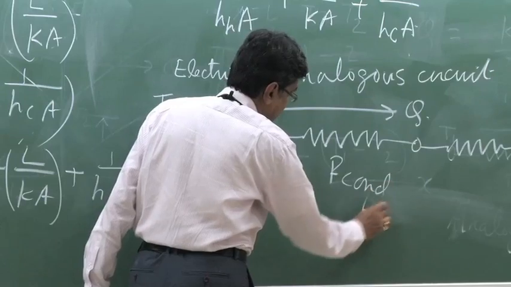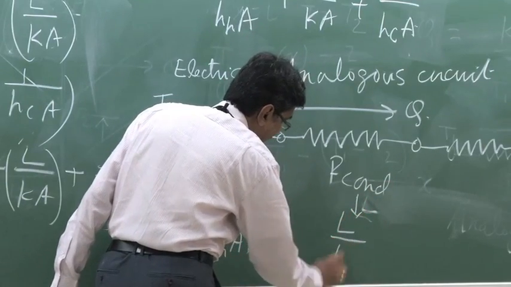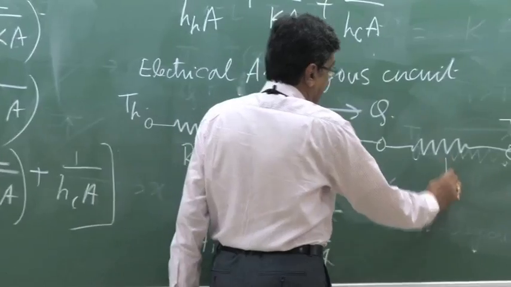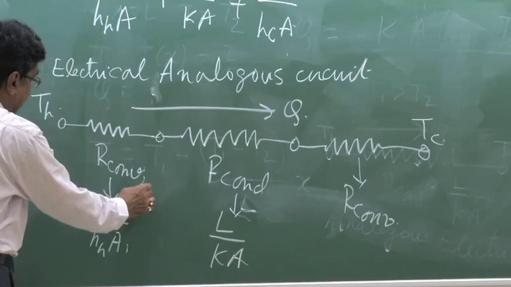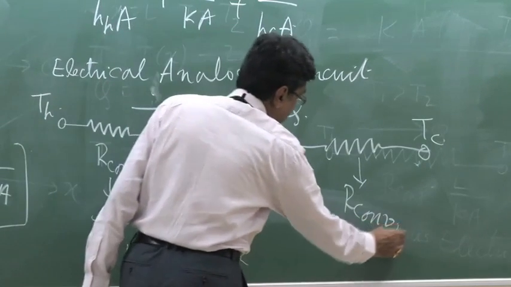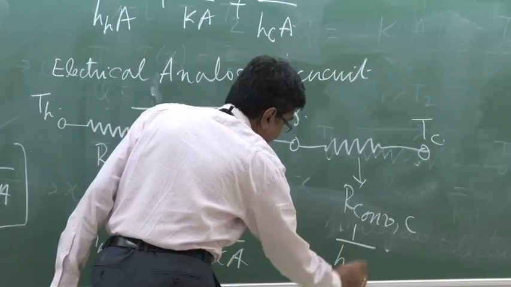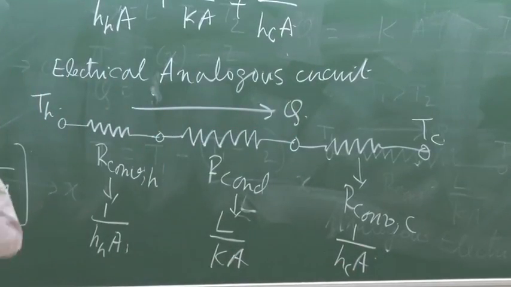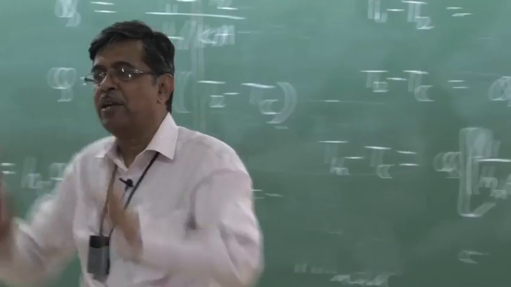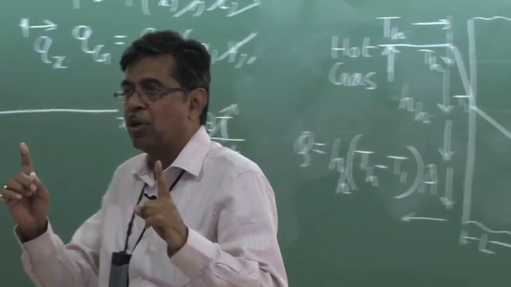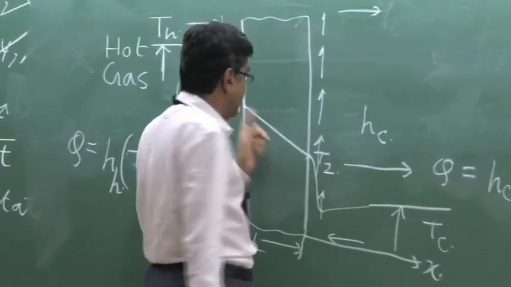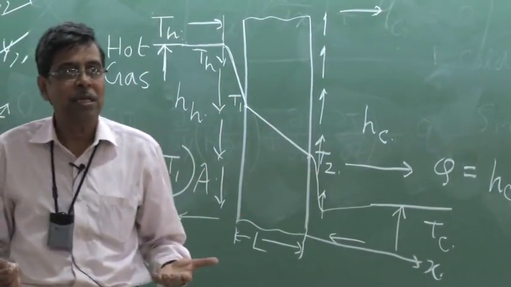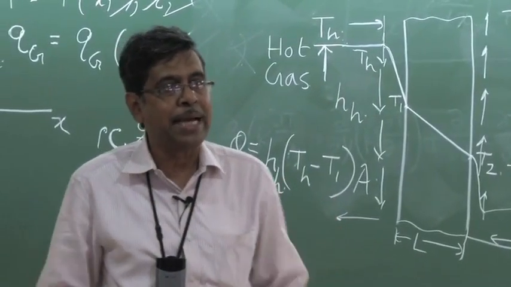Similarly, as I already told, the conduction resistance is L by kA, and here is again a convection resistance. Here we can write R convection hot side and R convection cold side, which is 1 by hCA. Therefore, the sum of the resistances will be in the denominator and in the numerator is the overall potential drop. And if we know each resistance component, you can find out the intermediate potential or temperature. These are the most simple cases.